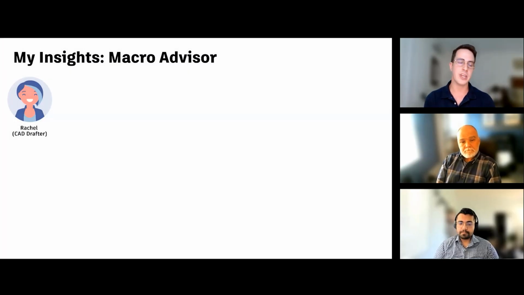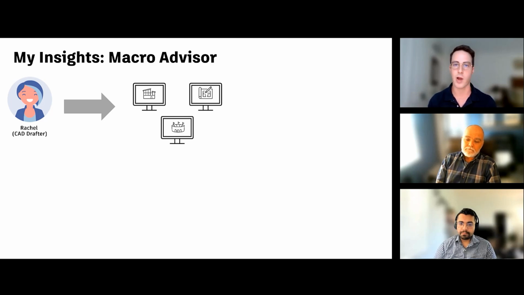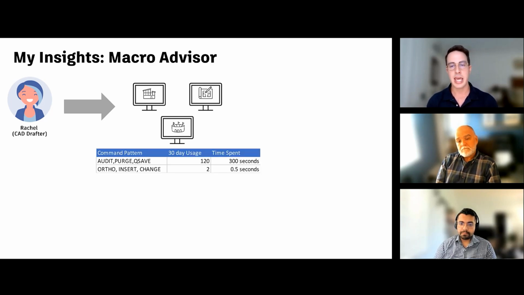So how does this feature work behind the scenes? So again, we have Rachel, our CAD user, and she is working on a variety of different projects. In the background, the Insight engine is looking to determine what are some frequent command sequences that we see Rachel using often. And from there, we determine which of these command sequences might be a good candidate to surface to Rachel that she could take advantage of to be more efficient in AutoCAD.